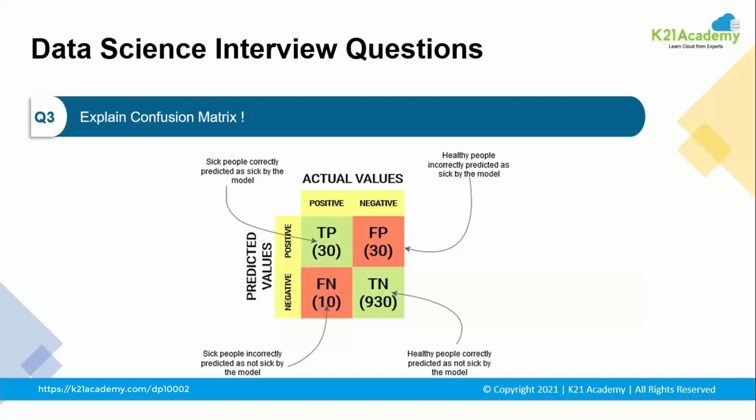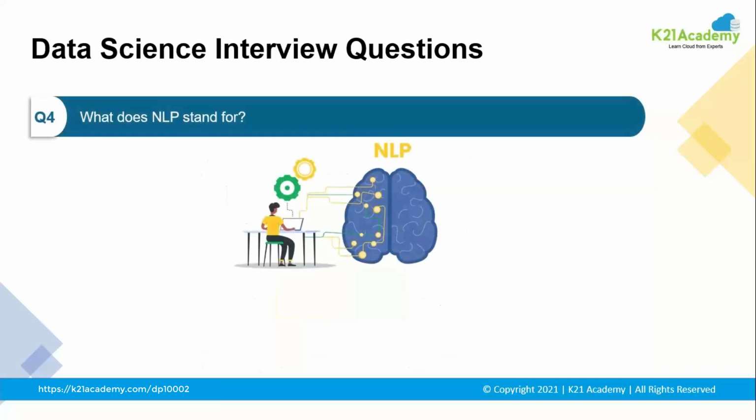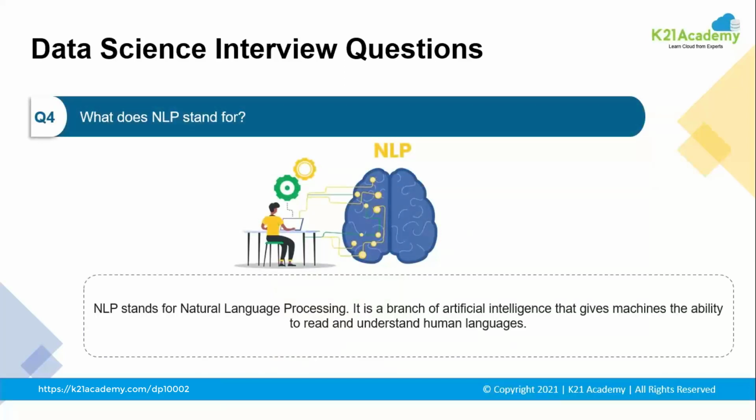So confusion matrix is a good way to understand how well our model is performing, as it would give me something called precision and recall. So let us now move on to our next question. What does NLP stand for?